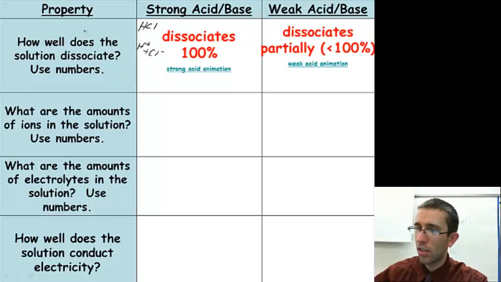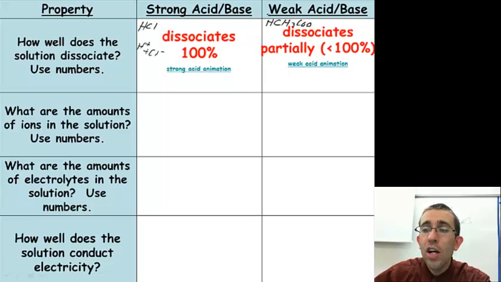So let me see here. The formula for vinegar is HCH3COO. When I put this in water, some of these will break apart and produce hydrogen and the acetate ion. But not all of them. Some of them stay in this form. That means it dissociates less than 100%. If that happens, then it's a weak acid, or if it's a base, a weak base.